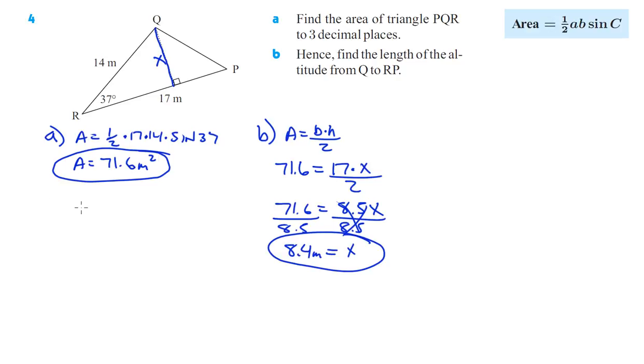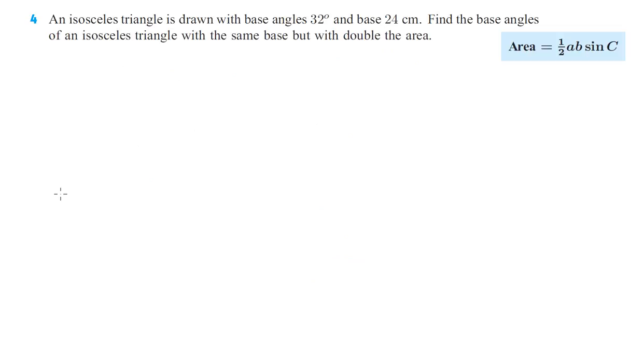All right. Okay, moving on to the last one here. Number 4, an isosceles triangle is drawn with base angles 32 and base 24 centimeters. So let's do that. The base angles of an isosceles triangle are going to be these, 32, 32. We're saying that these two are the same. And the base is 24 centimeters. Find the base angles of an isosceles triangle with the same base but double the area.